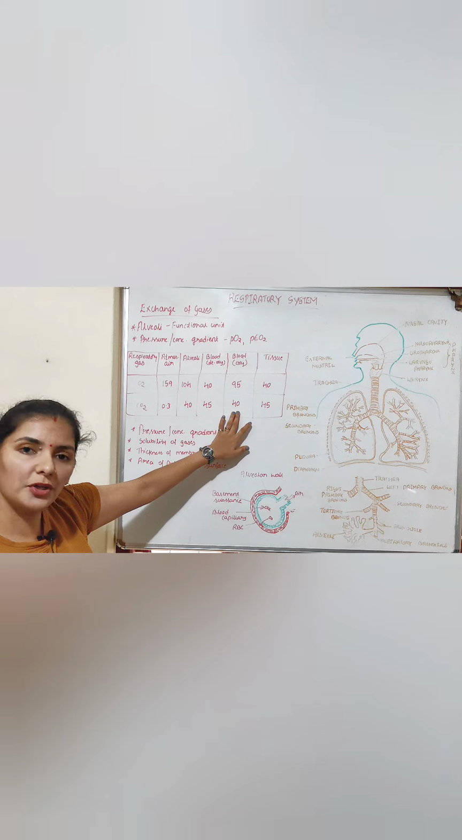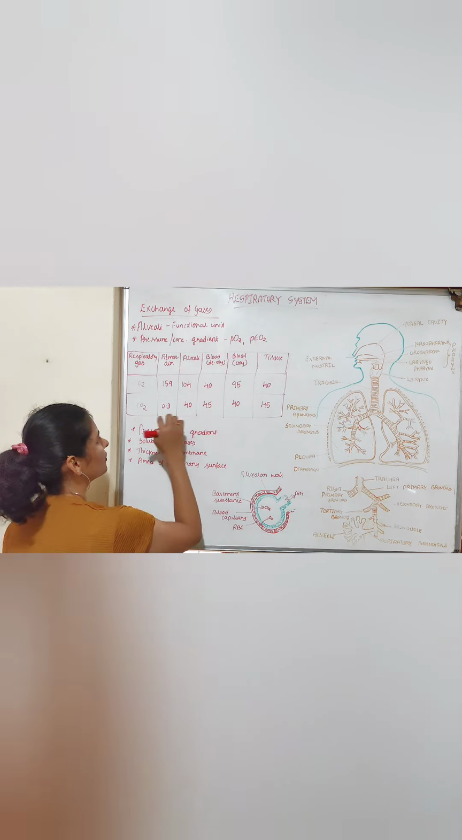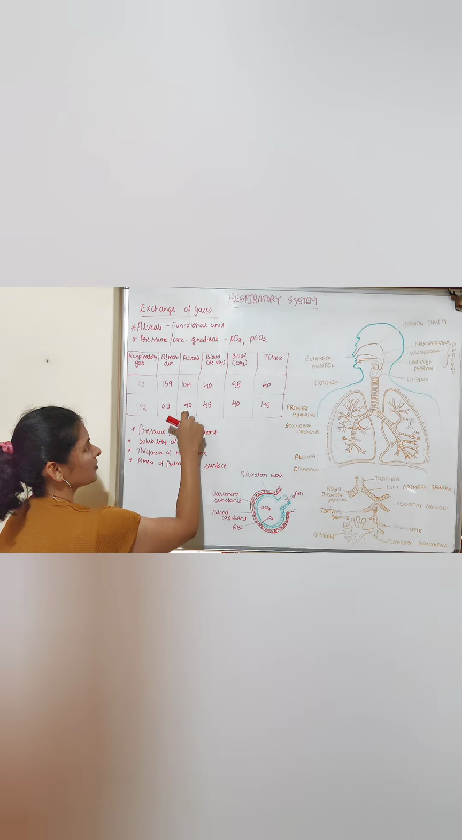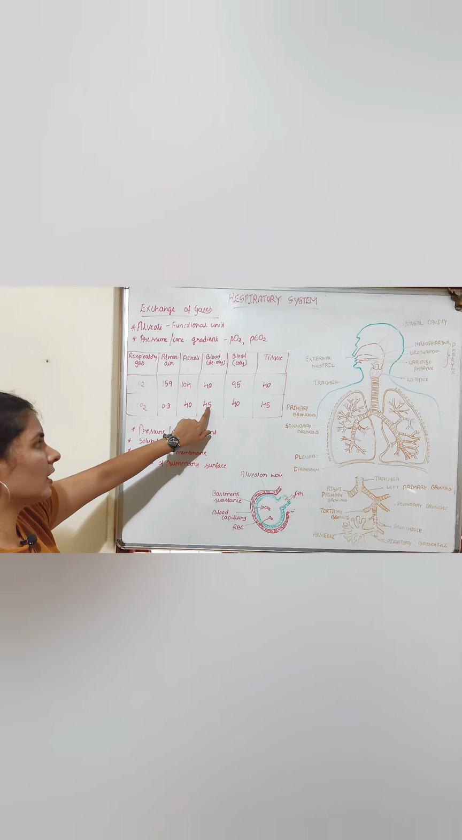The blood, after donating the oxygen and upon receiving the carbon dioxide, has its partial pressure of carbon dioxide become 45, and the partial pressure of carbon dioxide in the alveoli is 40. So obviously carbon dioxide will move from the deoxygenated blood to the alveoli.